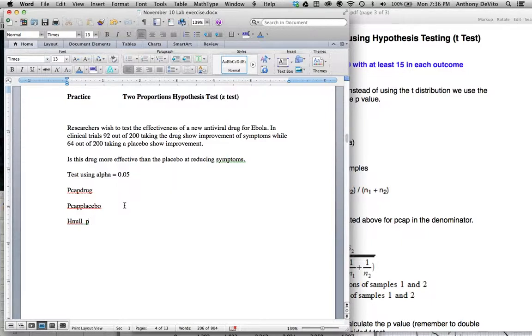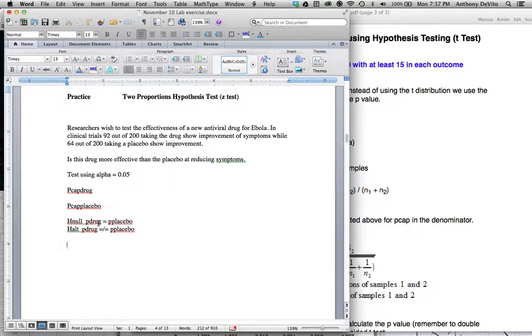No, we're not interested in the sample. We want to decide whether or not the population proportion for people that take the drug is equal to the population proportion for people that take the placebo, like the mean of the population. P cap is for the sample, right? And our alternative, H alt, is P drug does not equal P placebo, that there's a difference.